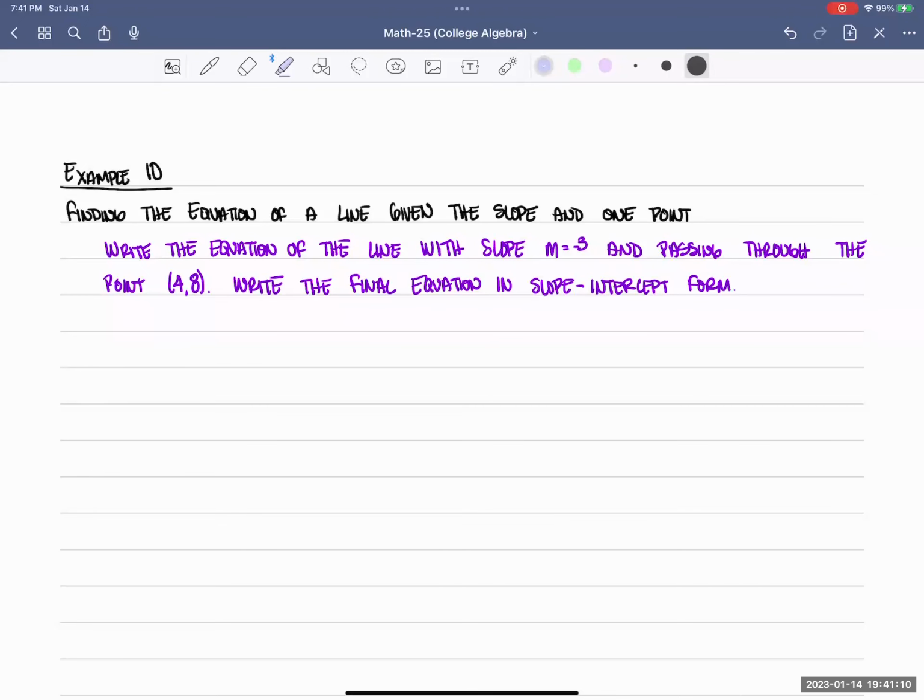Section 2.2, example 10, finding the equation of a line given the slope and 1 point. Write the equation of the line with slope m equals -3 and passing through the point (4, 8). Write the final equation in slope-intercept form.